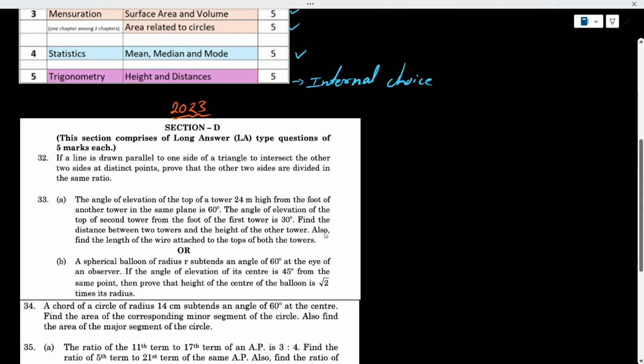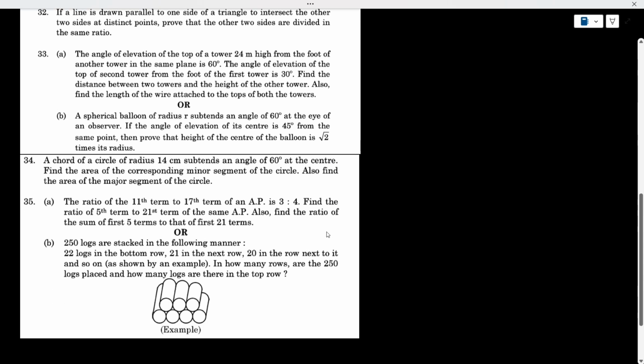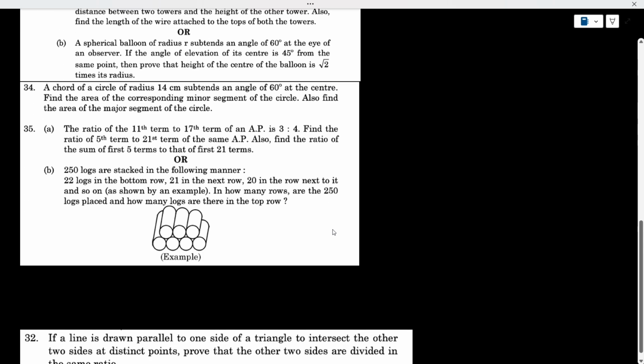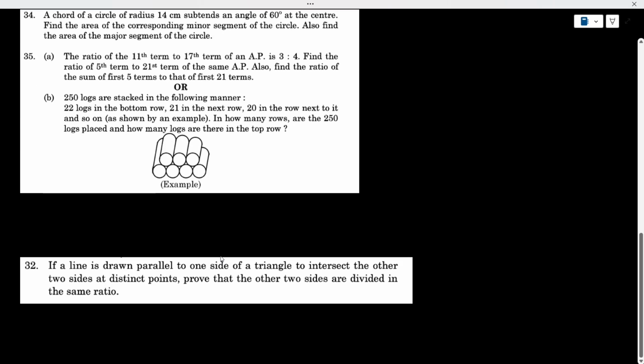How many 5 marker questions are there? There are 4. If you see, question number 32, 33 with internal choice, 34 and 35. These are the 4 questions. Out of which, AP is having internal choice, and height and distance also is having internal choice questions, right? So let us start with question number 32 here. These are your 5 marker questions only, right?